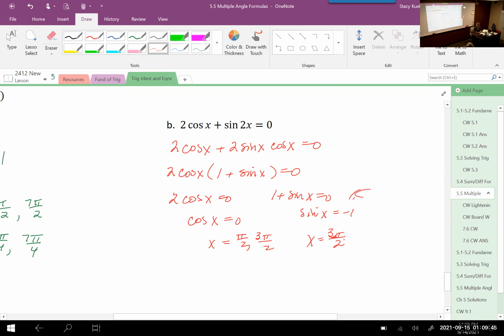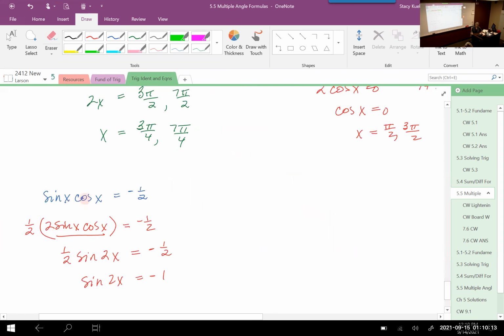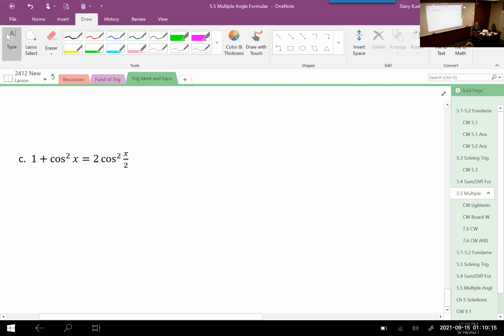So we have the tools now to be able to take that and rewrite it in all the same form. Also, they're the same angles, right? Single angle, single angle, single angle. Okay, so that we could factor. And the last one that we're going to look at is similar to that one. 1 plus cosine x is equal to 2 cosine squared x over 2.